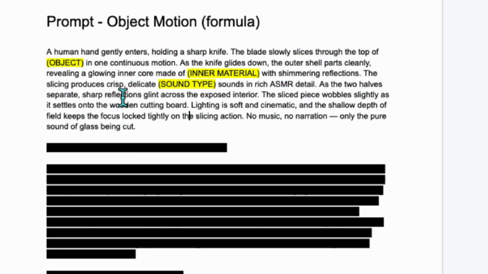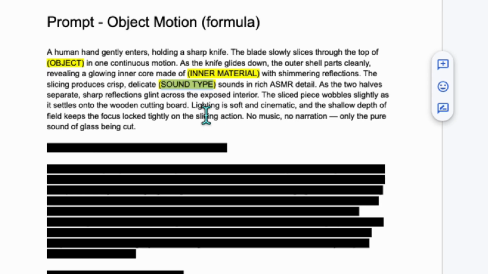In the object section, you write the object name. If you want to show a specific material inside when it's cut, you specify it there. And for sound, you write the type of sound effect you want. Let's go through our examples again. We'll start with the first one.